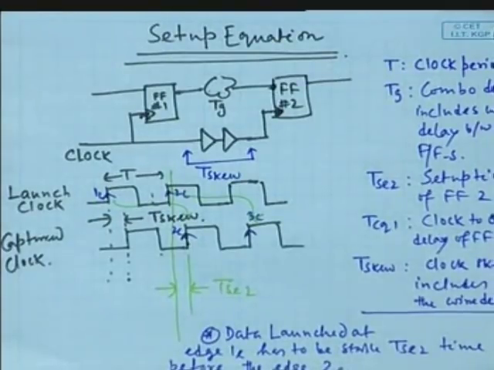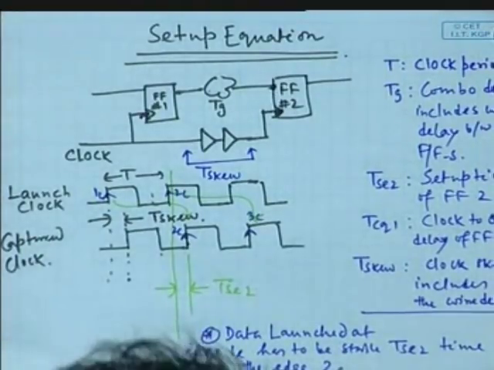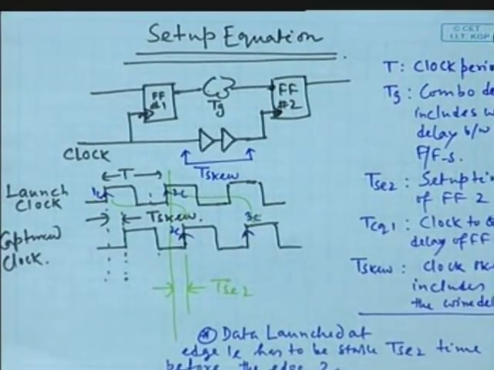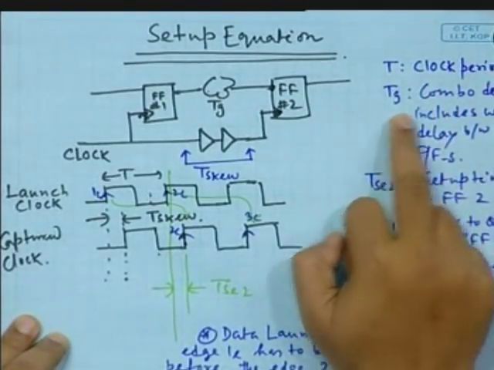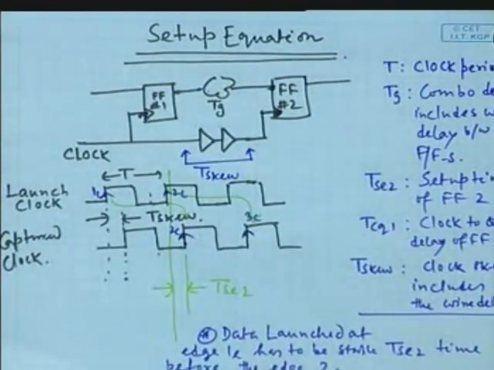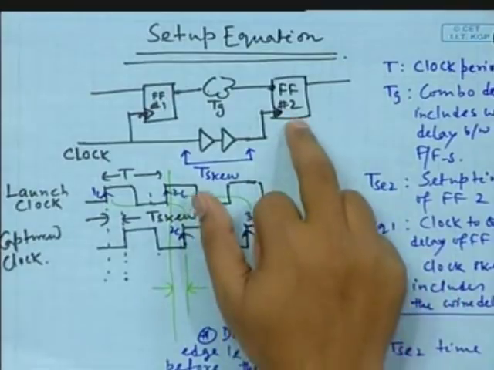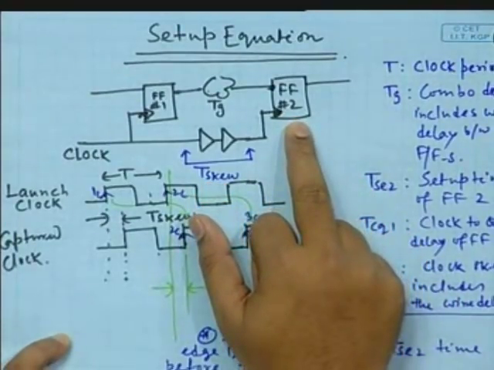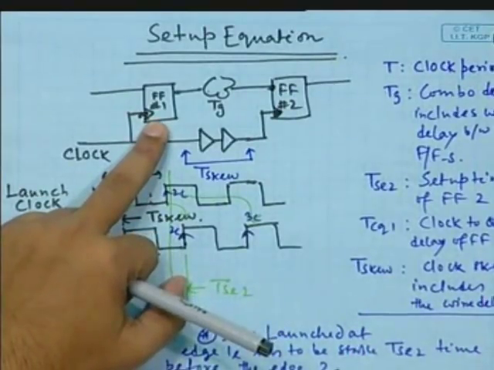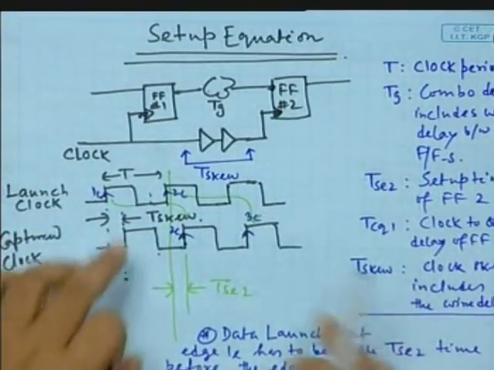Okay, this slide you have to understand clearly. So what would be my second setup equation? See, I have written here this T is my clock period, TG is the combo delay, includes wire delay between flip-flops. Wire delay means these segments, okay? And T setup 2 is the setup time of this flop, okay? And T clock to Q1 is the clock to Q delay of this flop. And T skew is this one, okay?